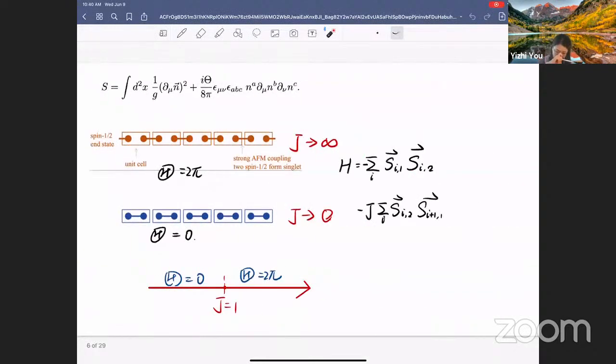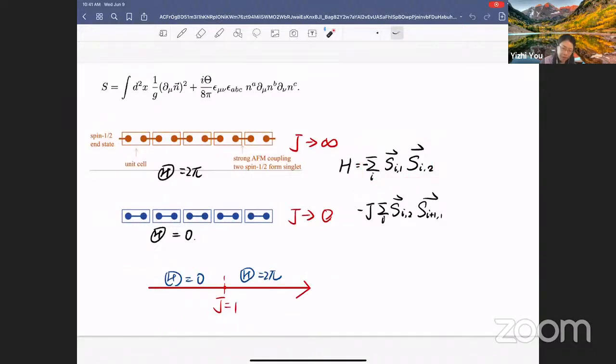Okay. And now let's see how we can drive a phase transition from this Haldane chain toward a trivial disordered chain. So the model is pretty simple and it's well studied in different ways. It's just two types of Heisenberg interaction. So we have a Heisenberg interaction between the spins between different unit cells. And we also have a Heisenberg interaction between the two spin 1/2 within the same unit cell.